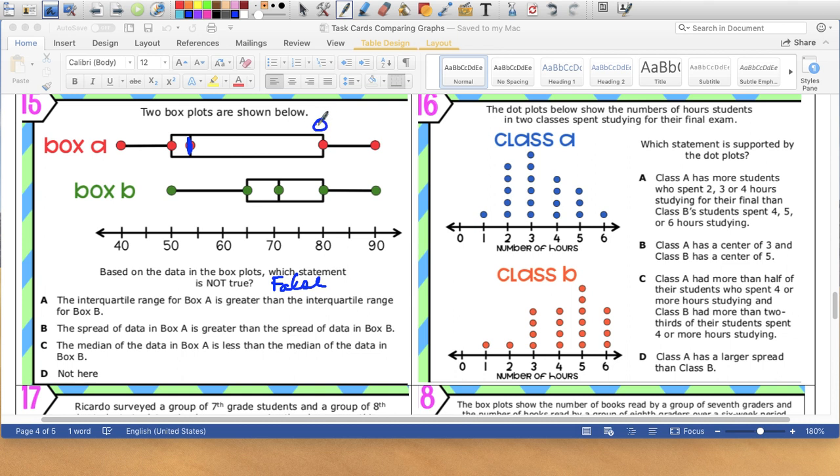So the interquartile range is Q3 minus Q1, and then Q3 minus Q1. Which one is bigger, box A or box B? So this one is true, right? So we don't want that. We're looking for the one that's false. So that one's true. The spread of data box A is greater than the spread of data box B.